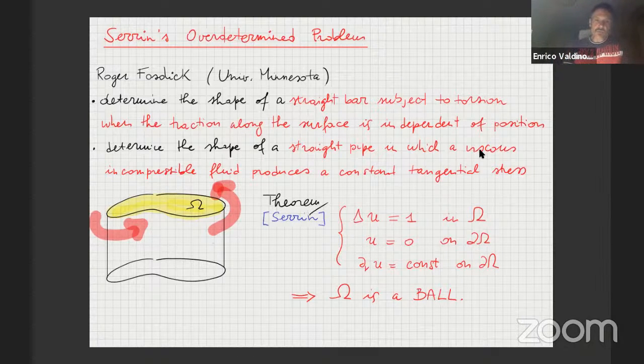The second question was motivated by fluid dynamics. So you have a straight pipe in which you have a viscous, incompressible, and irrotational fluid flowing. And you know that the flow of this fluid produces a constant tangential stress along the pipe. Can you determine the shape of this pipe?